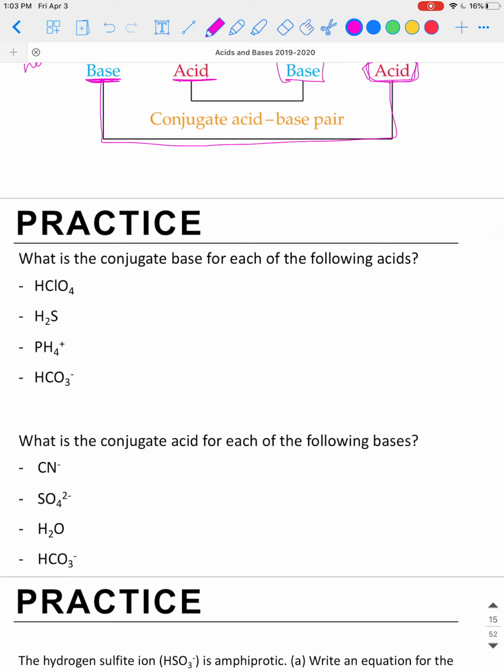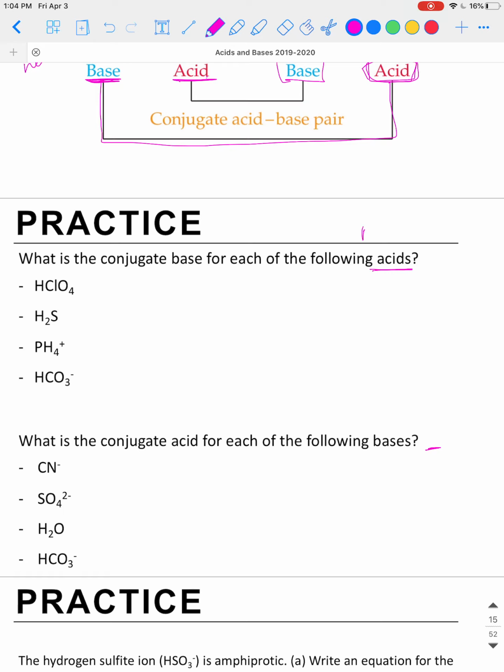All right, now let's practice this. What is the conjugate base for each of the following acids? We're just going to practice writing out conjugate acid and base pairs. First, we'll take these acids and write out conjugate bases, and then down here on the bottom half, we will write out the conjugate acid from these bases.